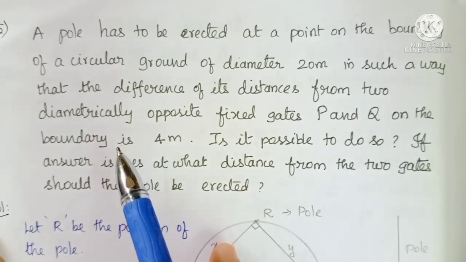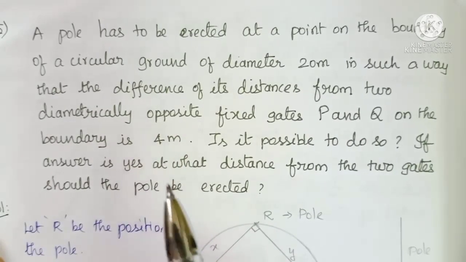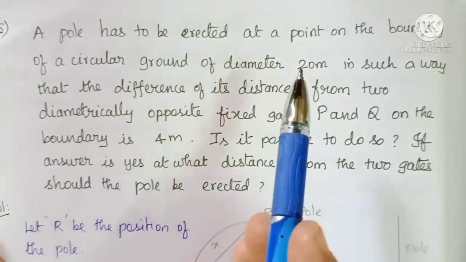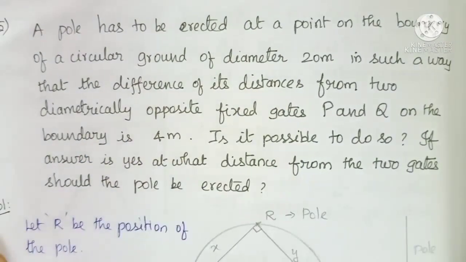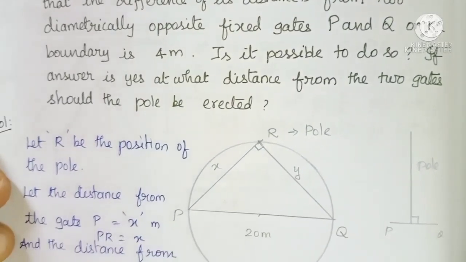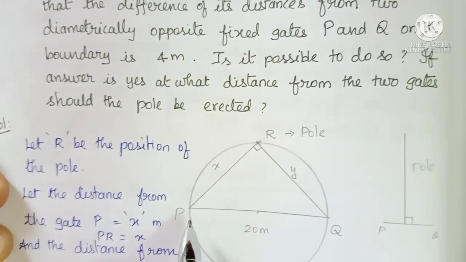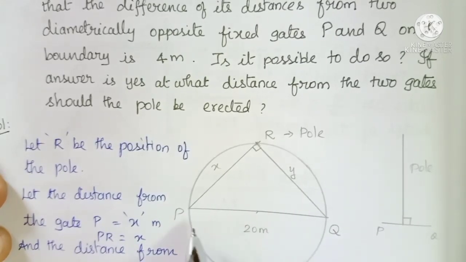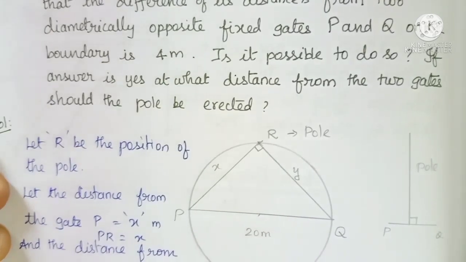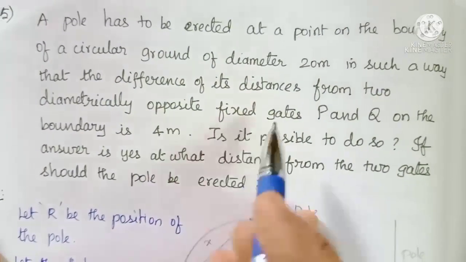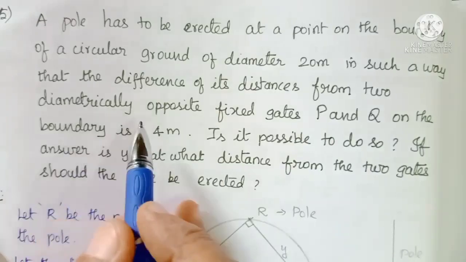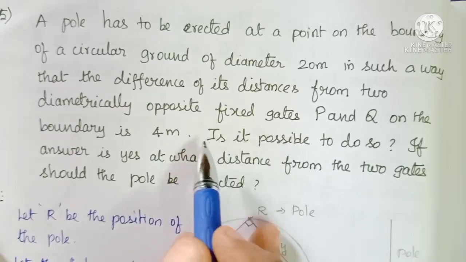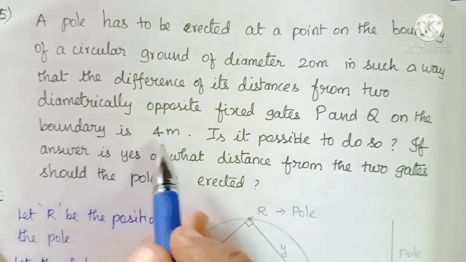Okay, so you already know the pole has to be erected at a point on the boundary of the circular ground. So we are going to first draw one circular ground. See here, one circle I draw, with the boundary points P and Q. Question clear: P and Q with the diameter given as 20 meter. The difference of its distance from two diametrically opposite fixed gates P and Q on the boundary is 4 meter.